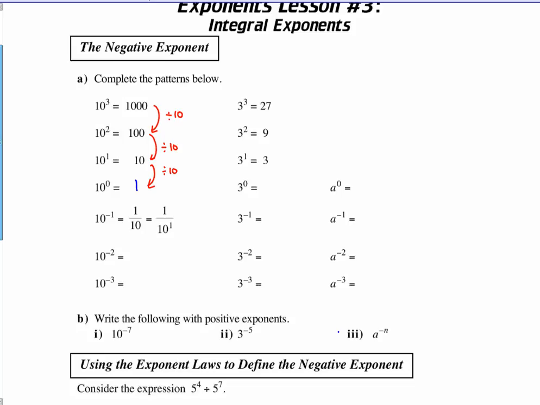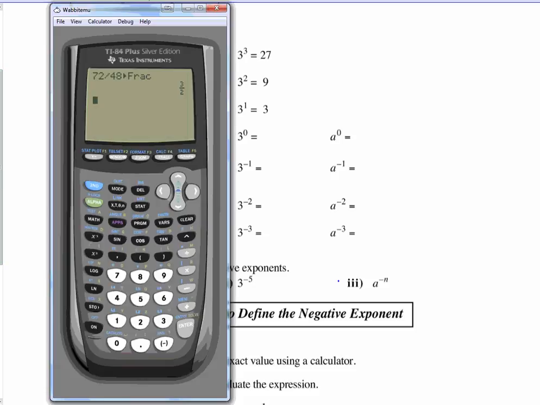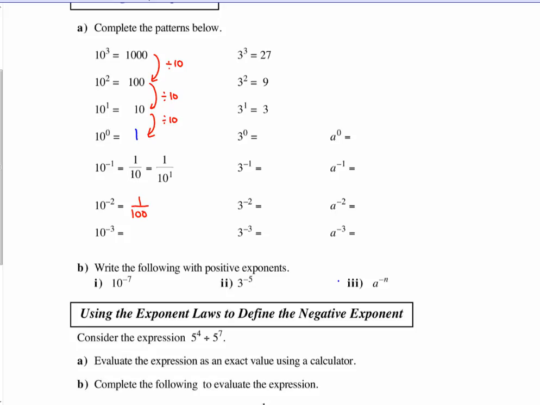Okay? So 10 to the power of negative 2, if I take 1/10 and divide it by 10, grab your calculators if you're not sure. I don't know if I can type it in like this. Yeah, it does. And then math, enter, enter. So what I did was 1 over 10. It's better if it's in brackets. 1/10 divided by 10. And then math, enter, enter. Which is 1/100.